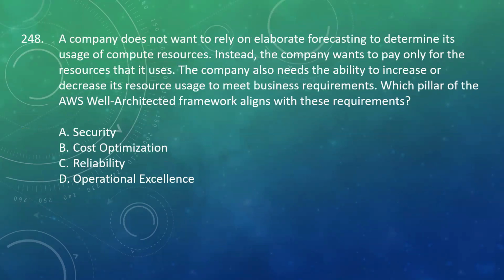A company does not want to rely on elaborate forecasting to determine its usage of compute resources. Instead, the company wants to pay only for the resources that it uses. The company also needs the ability to increase or decrease its resource usage to meet business requirements. Which pillar of the AWS Well-Architected Framework aligns with these requirements? Your options being security, cost optimization, reliability, operational excellence. Now, to summarize the given requirement, the company is looking to save on costs, which aligns with the cost optimization pillar of the Well-Architected Framework.